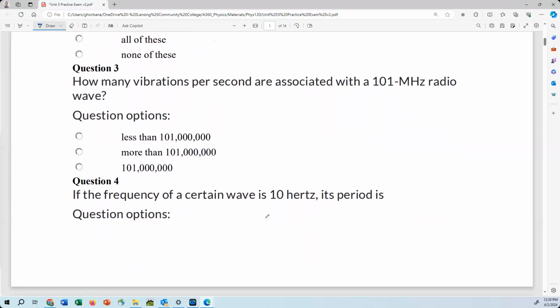Question number 3 asks how many vibrations per second are associated with 101 MHz, or megahertz. The prefix mega is 1 million, and 1 million is 1 with 6 zeros after it.